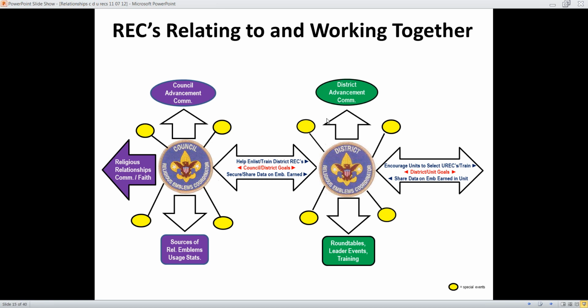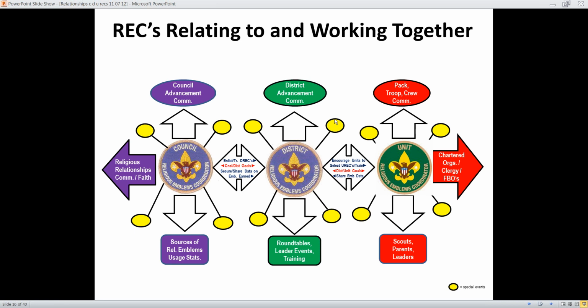So that is another way of verifying how many emblems were actually earned as they progress toward meeting the goal. And then finally, the Unit Religious Emblems Coordinator has three arrows. The PAC, Troop, or Crew Committee, because they are a member of that, and that's where they plead their case regularly and actively participate throughout the year.